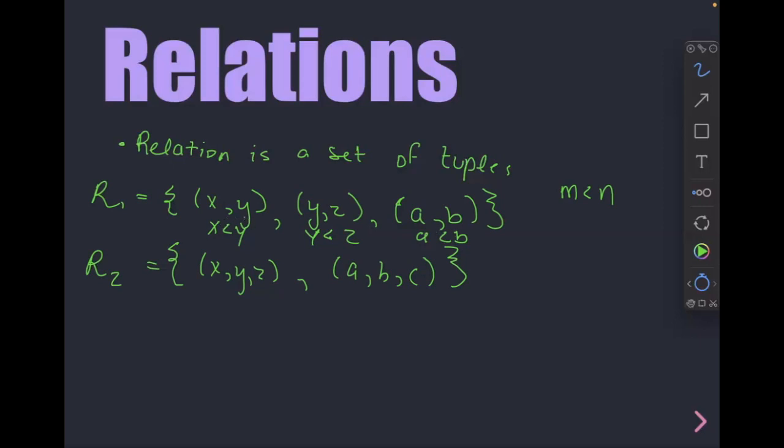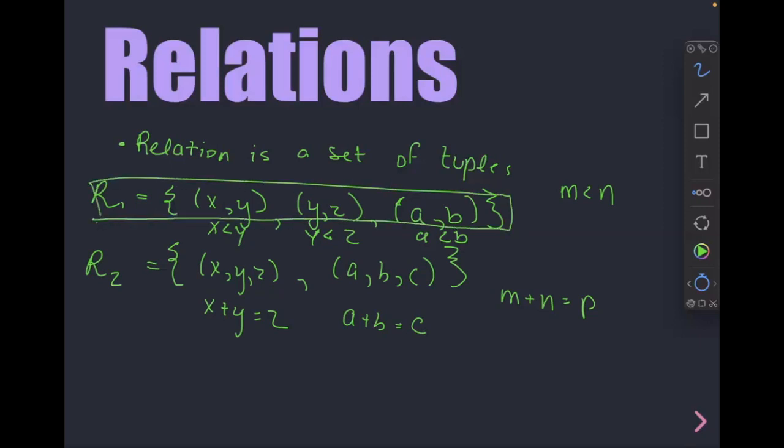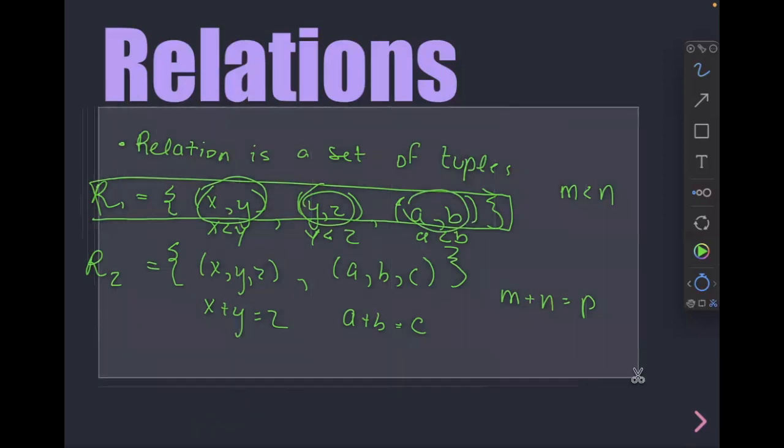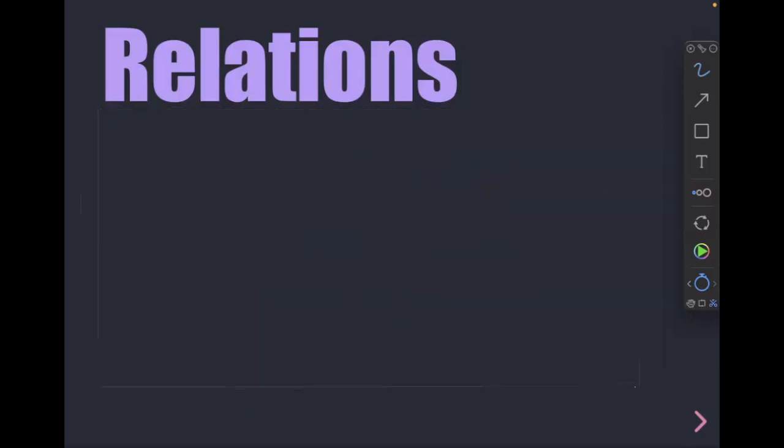And similarly, you could have it for three elements. So you could have M plus N equals P. So this would be like X plus Y equals Z, A plus B equals C, something like that. So the idea is a relation is just this set of tuples, but there's some kind of property binding each of the elements within these tuples. And I'll go more into what this means formally, but I just want you to keep that idea in mind: a relation is a set of tuples. Okay.